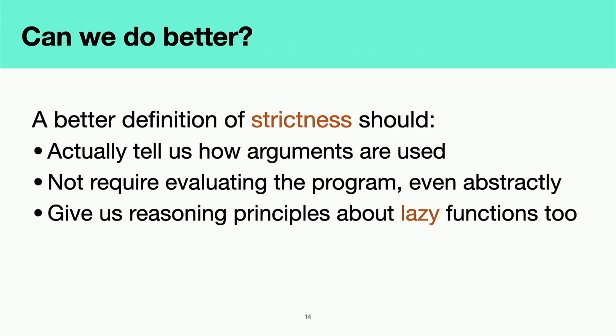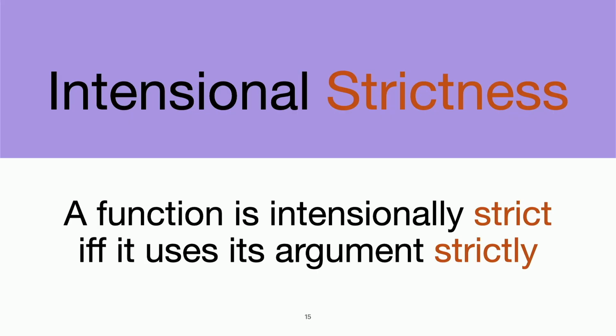Well, the fact that I'm up here talking to you may suggest that yes, we can do better, and we do so via the definition of intensional strictness, which we name in opposition to the extensional definition because while that one is defined in terms of a function's inputs and outputs, this one is more about a function's definition and body. And this says that a function is intensionally strict if and only if it uses its argument strictly.